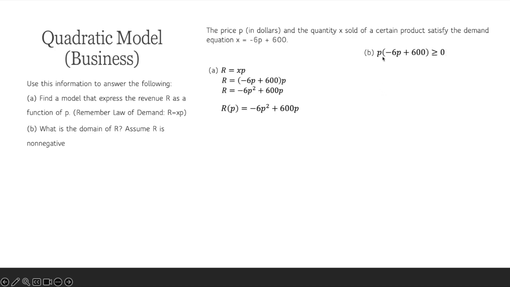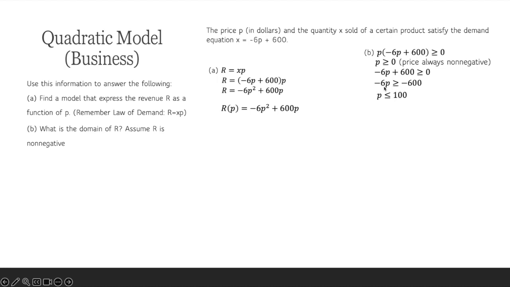And then I find what P can be, what the possible values for P are. The price is also a non-negative number. So the P here, you know that it is non-negative. So this factor also must be greater than or equal to 0, because when you multiply both, the product has to continue being greater than or equal to 0. Now you solve this inequality. So you subtract 600 on both sides, and you divide by -6 on both sides.